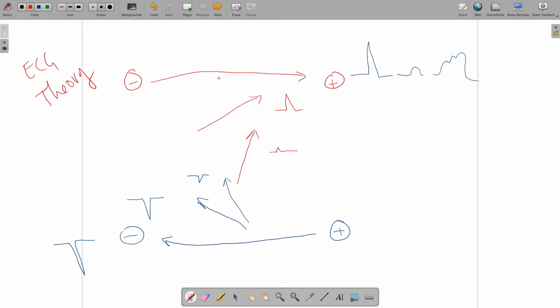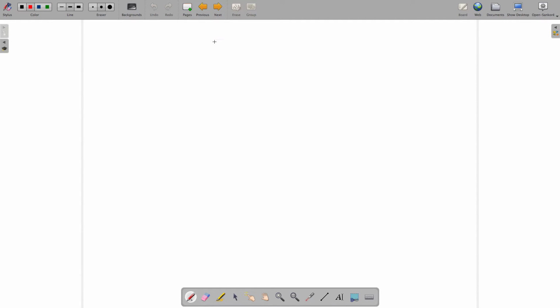All right, so let's take a look at some of these leads now. So this is the theory behind the EKG. Now let's take a look at some of the leads. So let's take a look at the three main leads, and we'll say this is the 3-lead ECG. And we're going to look at these 3 leads specifically.